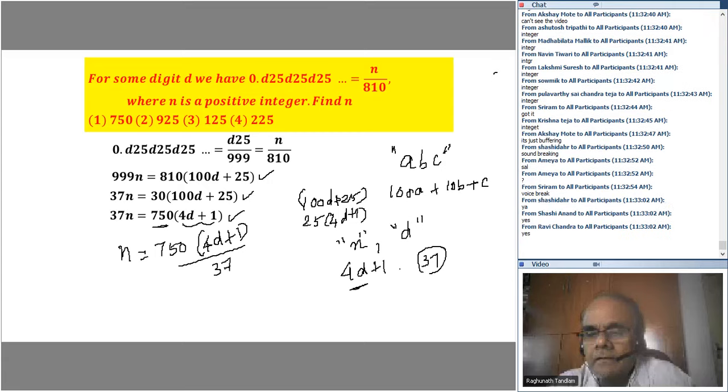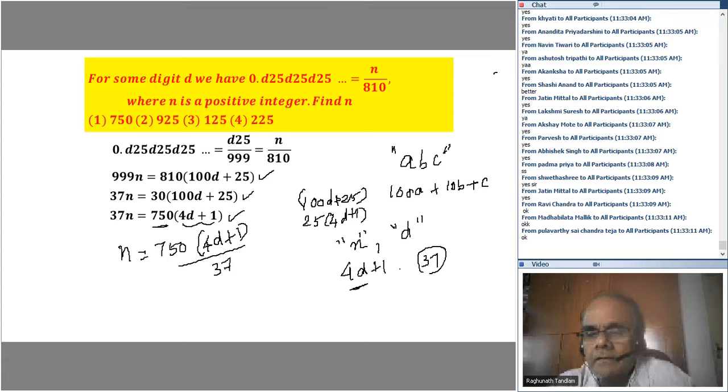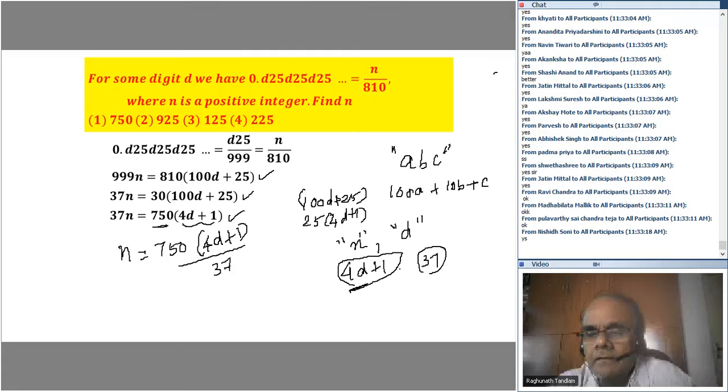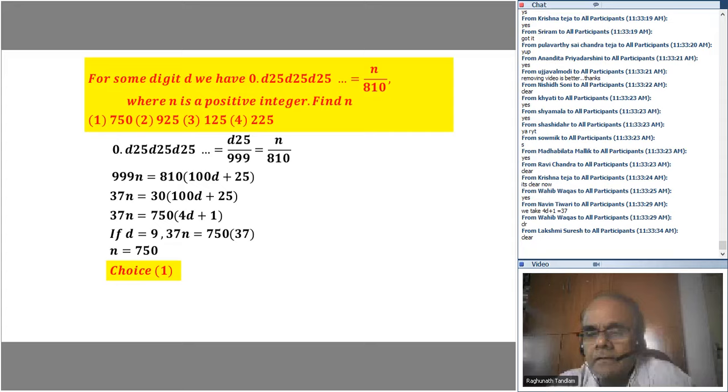So 4d plus 1 should be divisible by 37. So d should be 9. d should be 9 or not? d should be 9. How many are clear now? d is 9. n becomes 750. Are you clear with this now?